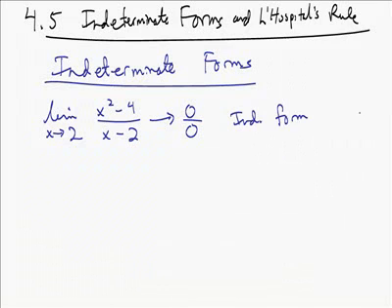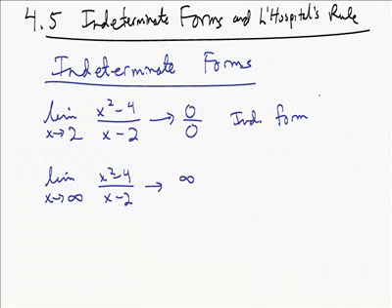Now, you can also ask, what happens if I take the limit as x approaches infinity of x squared minus 4 over x minus 2? Well, here as x heads off to infinity, infinity squared is infinity, and infinity minus 4 is still infinity. This heads towards infinity in the numerator and infinity in the denominator. So this is another indeterminate form. These are the two main types of indeterminate forms, when you have a limit that heads towards 0 over 0 or infinity over infinity.